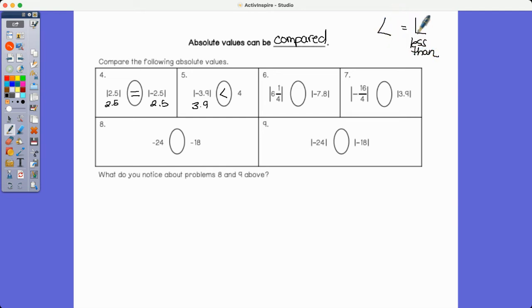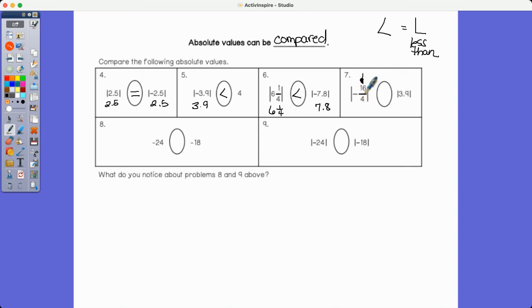So the less than looks like an L, okay? So we have less than. The absolute value of 6 1/4 is, well, we have 7 8/10. What do you guys think? It is less than. 6 1/4 is less than 7 8/10. Okay, they're trying to trick you guys. We can do this, right?